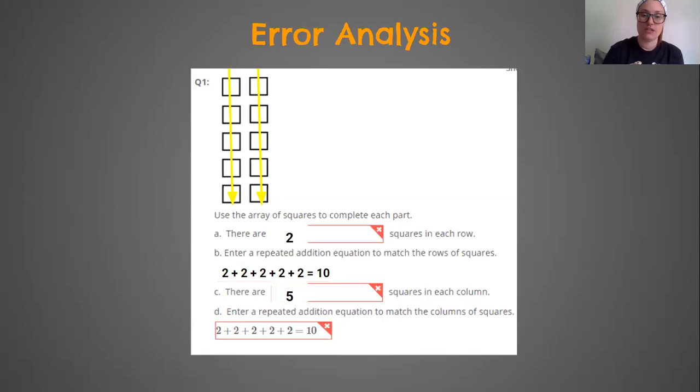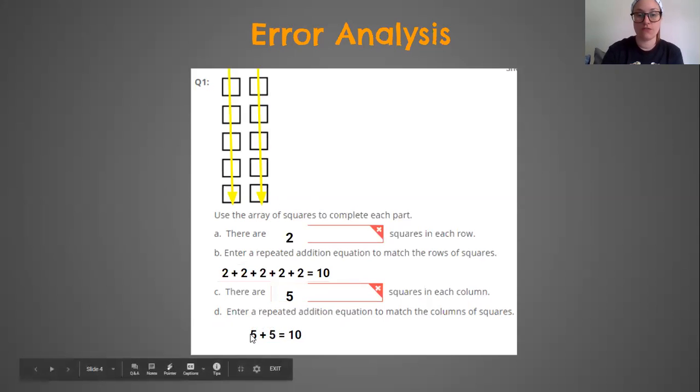So then the repeated addition equation: there are 2 columns, but there are 5 squares in each column. So 5 plus 5 equals 10. So really paying close attention to what the question is asking you and just making sure that you're clear on that can really help you.